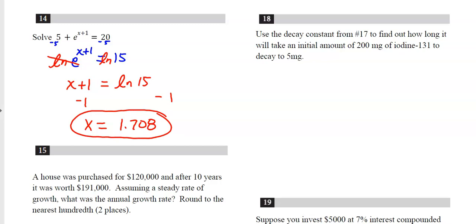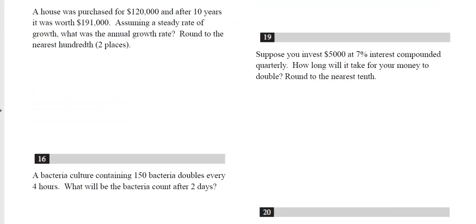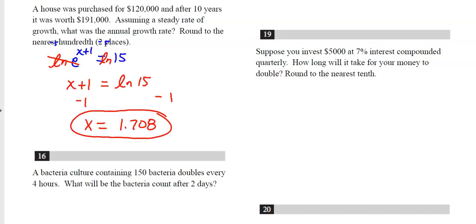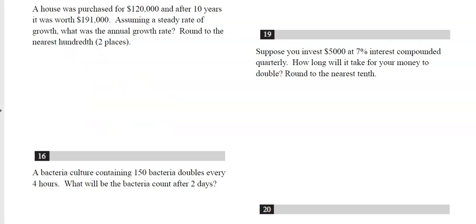There we go. Now we get into some word problems. A couple of these get a little bit trickier. So number 15: a house was purchased for 120 grand. After 10 years, it was worth 191. Assuming a steady rate of growth, what is the annual growth rate? So remember, with any growth problem, these problems have a starting amount. We then have some sort of growth rate, we have our time component, and then we have what it finishes at. Well, I need to figure out what x is.